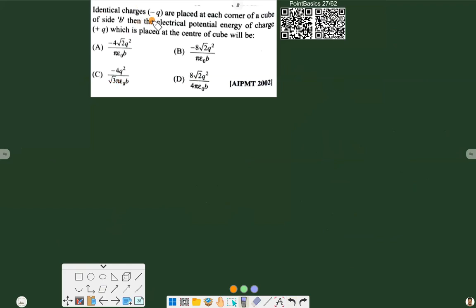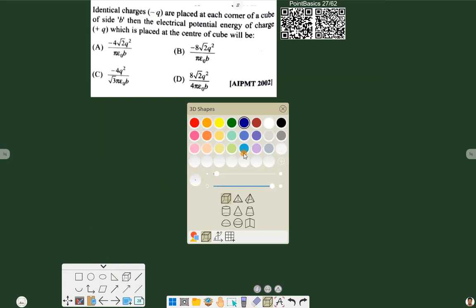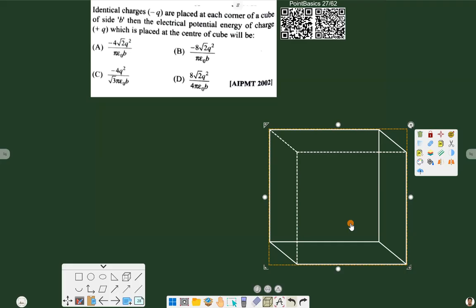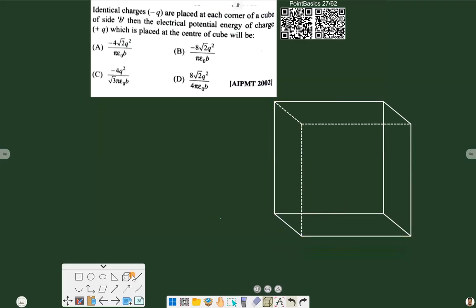Identical charges minus Q are placed at each corner of the cube of side B. Then the electrical potential energy of charge plus Q, which is placed at the center of the cube, will be. So we have to find the potential energy of a positive charge placed at the center of a cube whose corners are occupied by negative Q charges. So let's first draw a cube. Suppose this is our cube. Now there is a positive charge at the center of the cube.